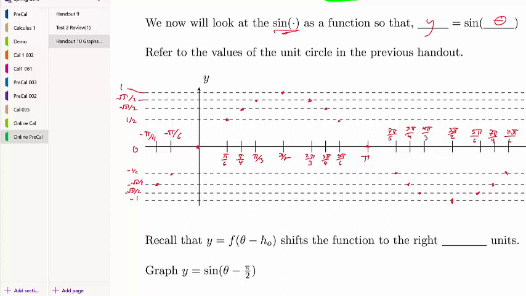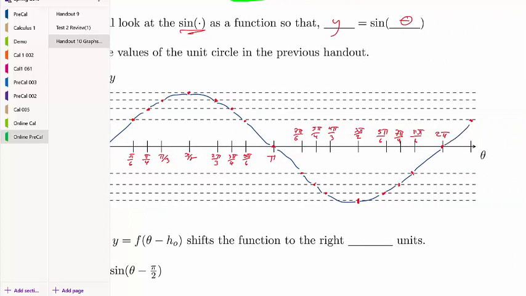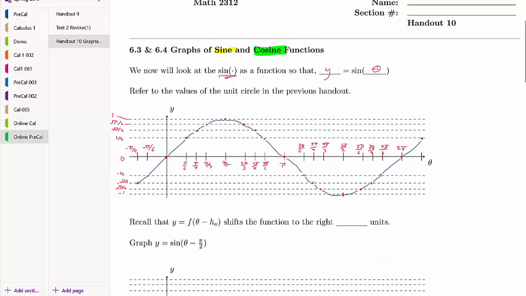And so let's go ahead and connect all these dots like so. And so we see the sine graph appearing before our very eyes. Cool. Any questions there? I'm sorry, that was a habit.